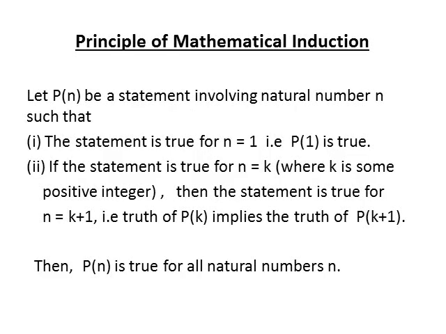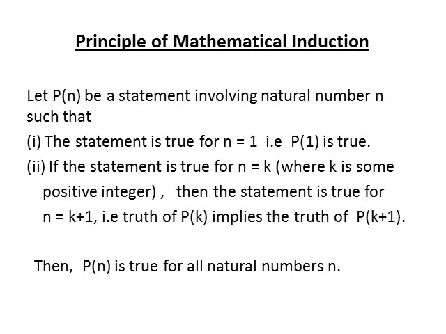Let P(n) be a statement involving natural number n. First, we verify that the statement is true for n equals 1. In the next step, we assume that the statement is true for n equals k. In the third step, using the assumption, we prove that the statement is true for n equals k plus 1.